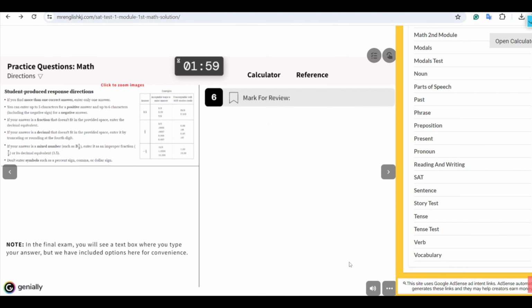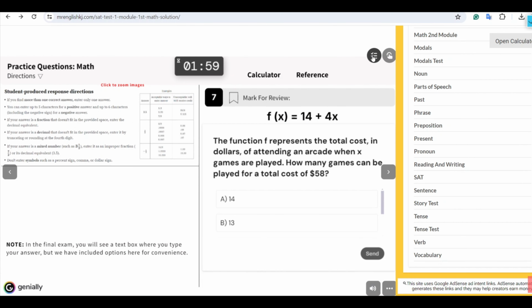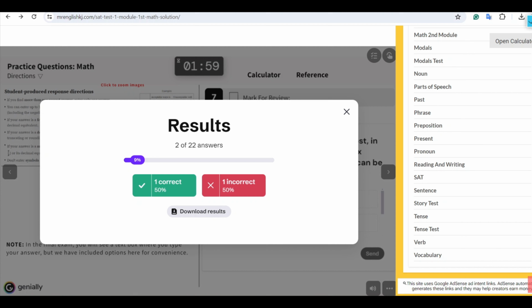and I click send. Now I want to see my score. So I can go to this one, see the result of the questions, and I click here. It will show me that I have attempted 2 questions out of 22 and one is correct, one is incorrect. You get it now? That's how I can see my result.